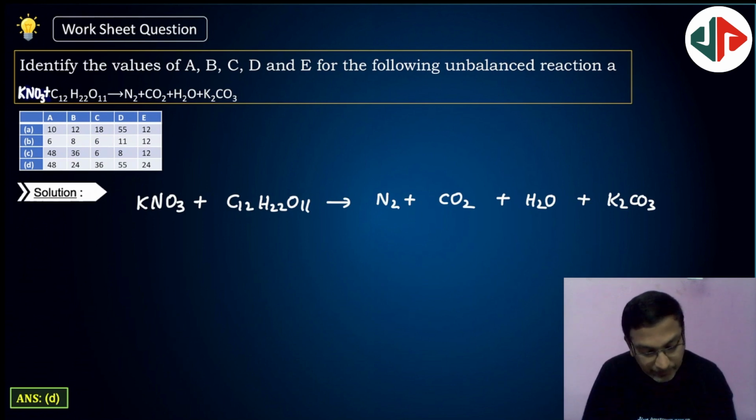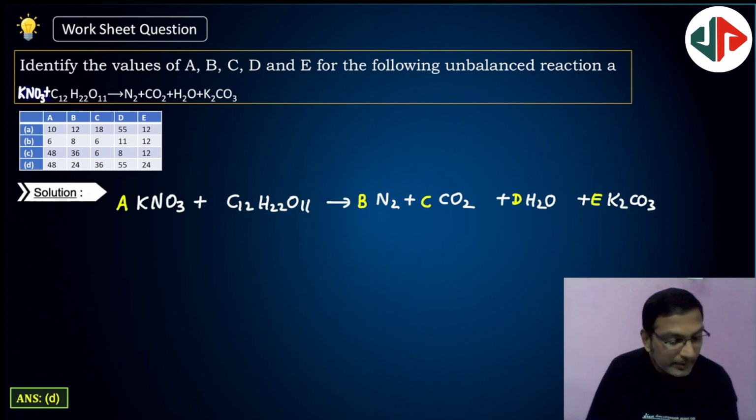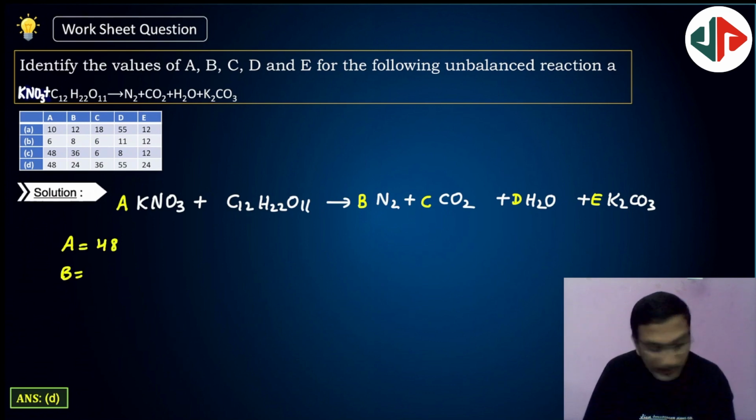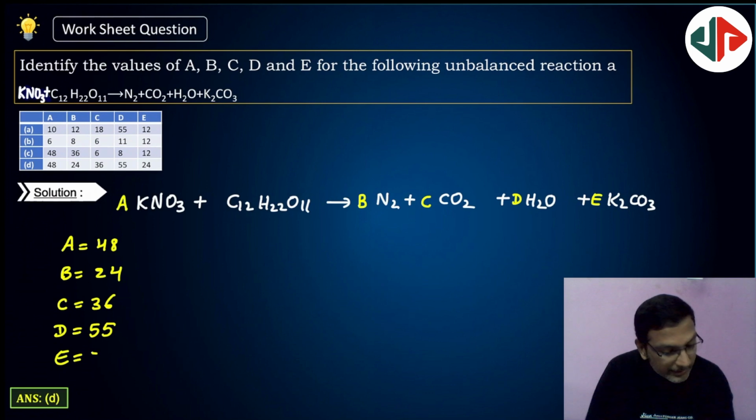Here we should find the values. Take here A value, here B value, C, D and E. So clearly by substituting these numbers or stoichiometric coefficients, we will get A value as 48, B value 24, next C value 36, D value 55 and E value as 24.